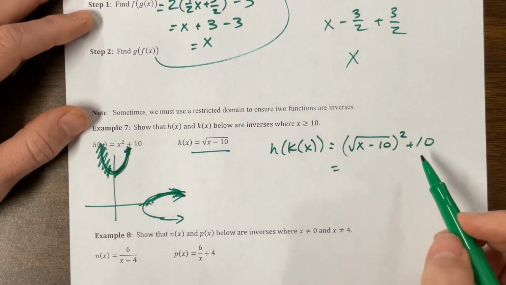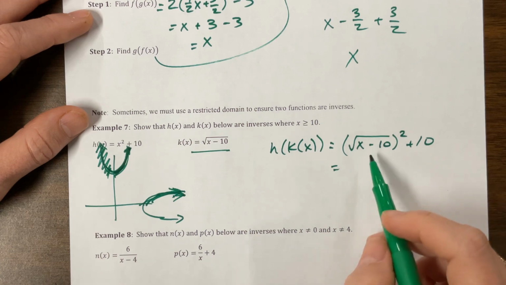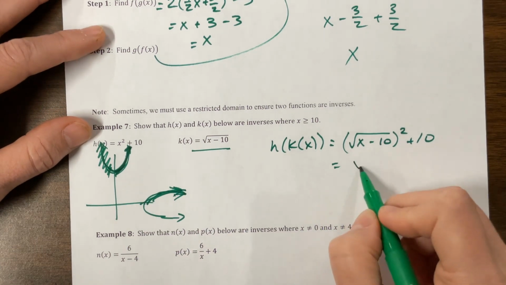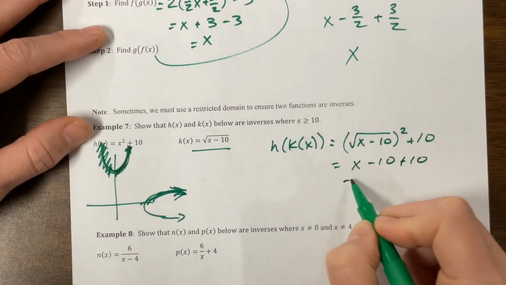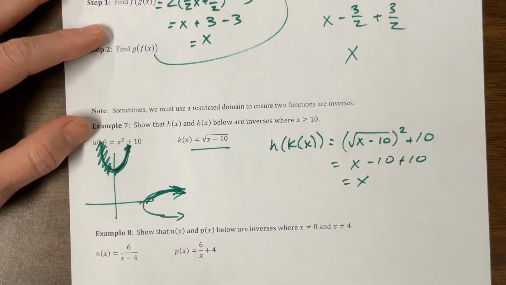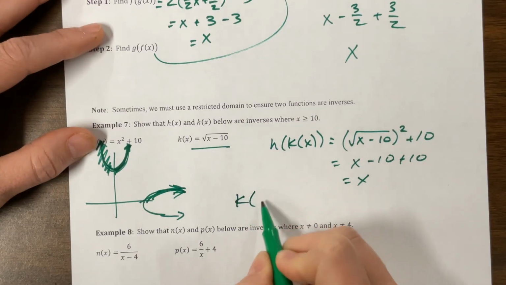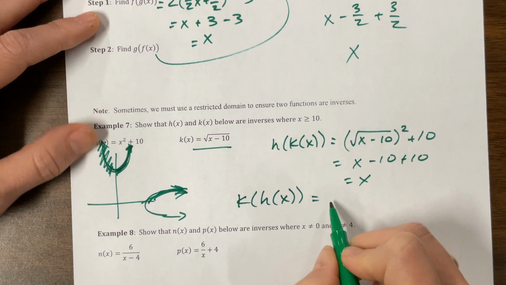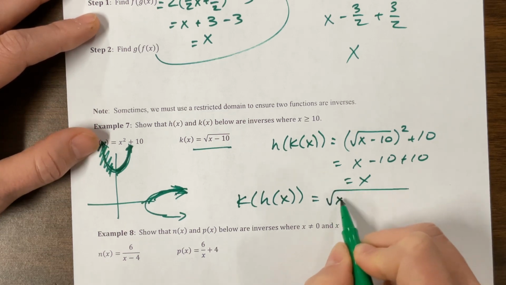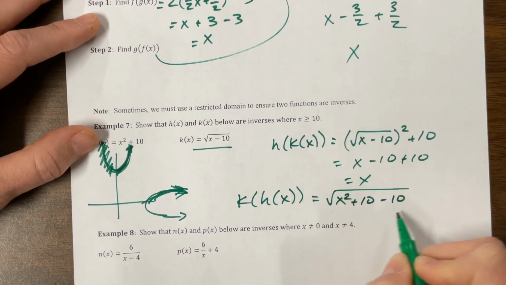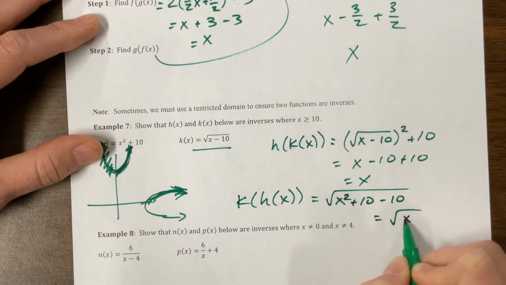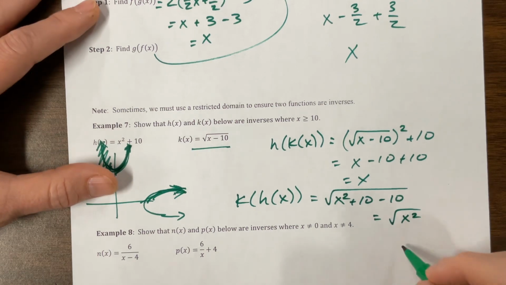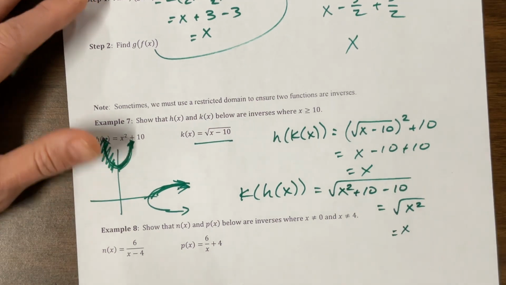Technically, when you square and square root something, you get the absolute value of that. But because we've restricted the domain to be bigger than 10, we don't have to worry about that, sort of, is the short answer. The other way would be k of h of x is equal to the square root of x squared plus 10 minus 10, which is equal to the square root of x squared, which is equal to the absolute value of x, but it's x for these purposes.